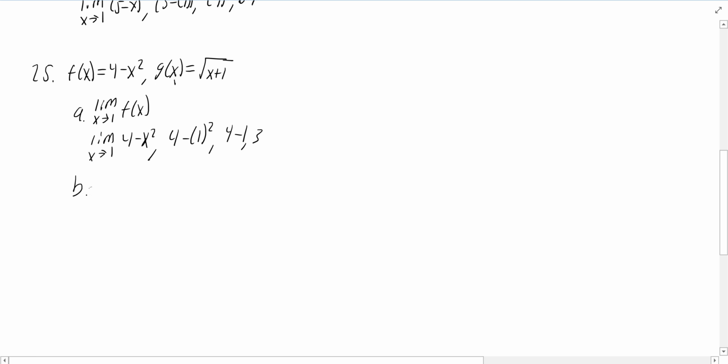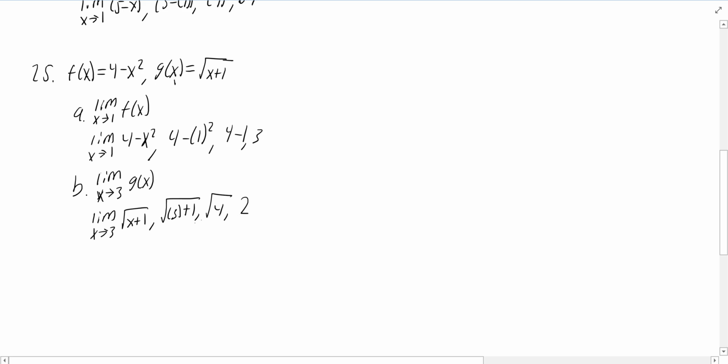Part B, we have something similar to what we did last time. This time x goes to 3 of g of x. Alright, and then we just have to write this in again. So we have the limit as x goes to 3 of square root of x plus 1. Going to replace that x variable in the square root with 3, so we're going to get the square root of 3 plus 1. That's nice because that gives us square root of 4, which reduces down to a value of 2.